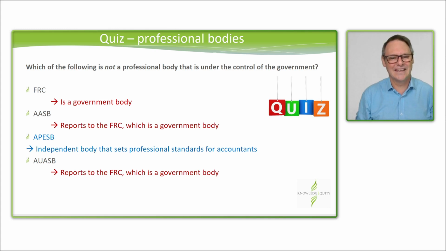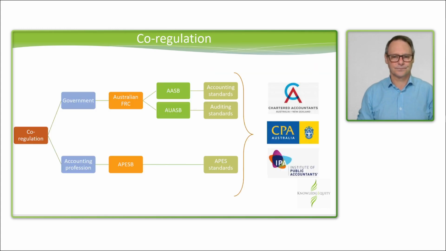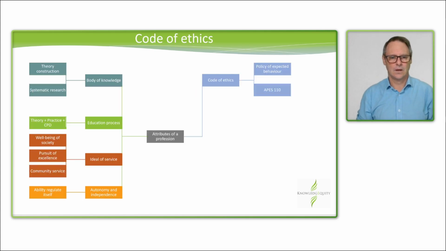So it's the APESB. And we can see that in this diagram, which you've seen. So the government controls the FRC, and then they control the AASB, which set accounting standards, and the AUASB, which do the auditing standards. And then APESB does APE standards. And we're going to look in most detail this semester at APS 110, the Code of Ethics.